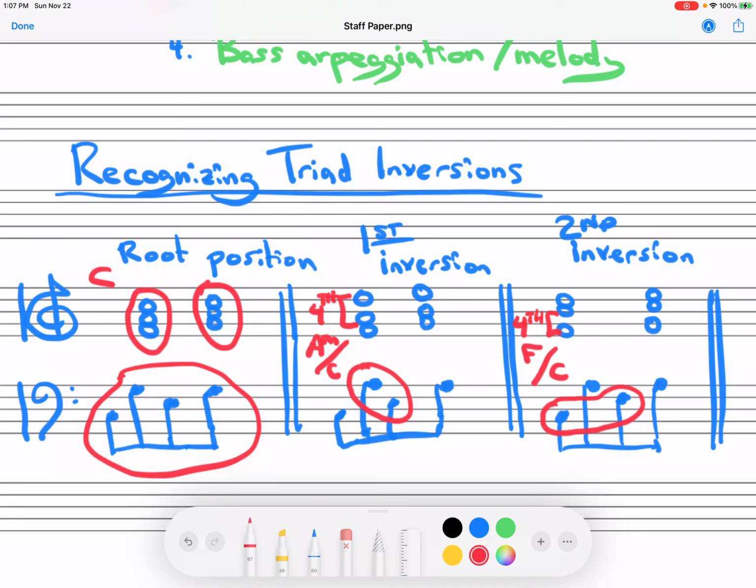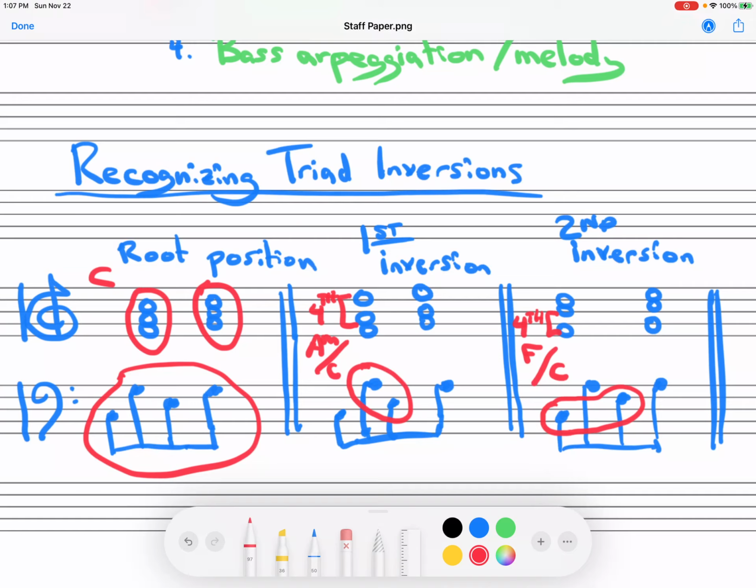So here's what these chords sound like blocked, in other words, all together harmonically. In measure 1, root position. In measure 2, first inversion. And in measure 3, second inversion.